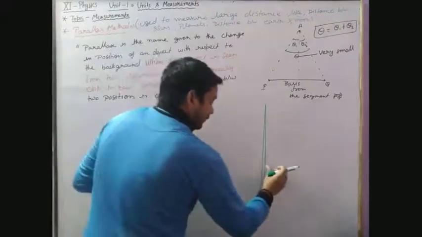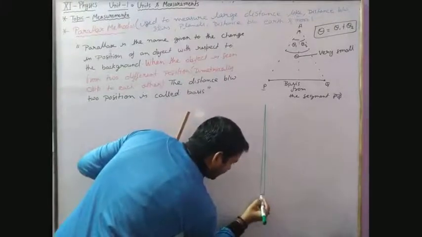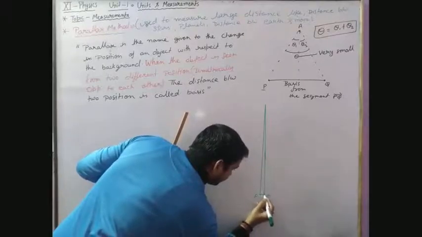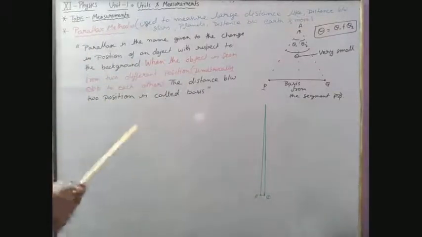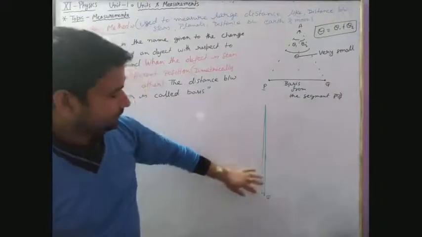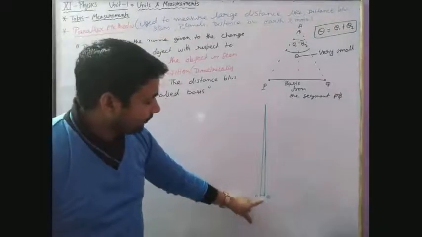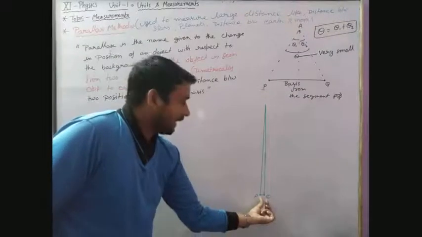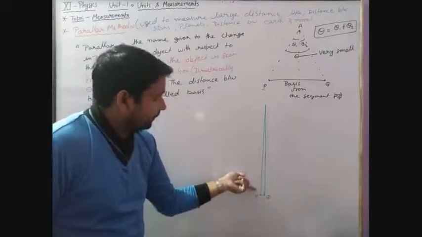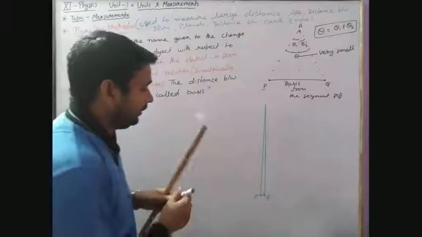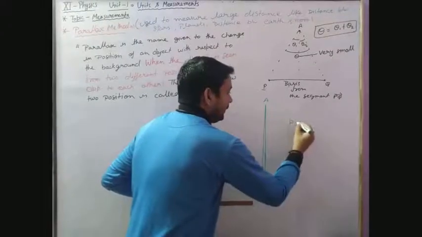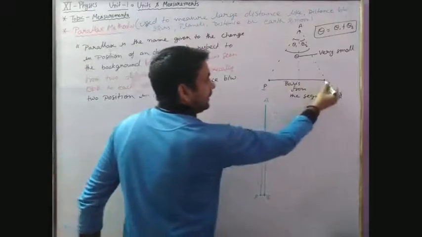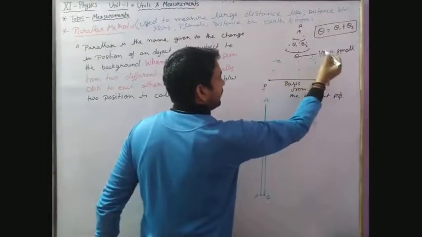Now you can easily find here the two lines at point P and point Q. If these two lines are very far away from the segment PQ, this distance is negligible in comparison to the distance from P to A. Here PA is equal to PQ because these are diametrically opposite points.